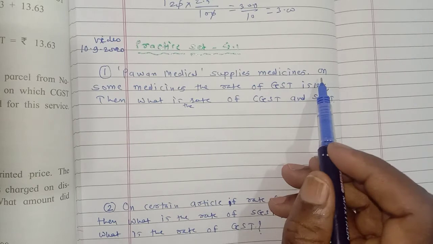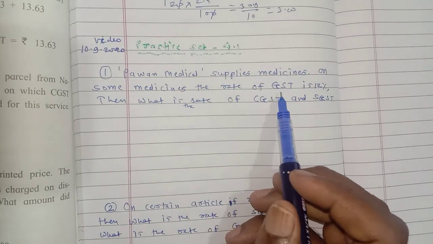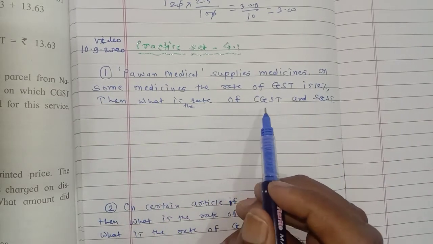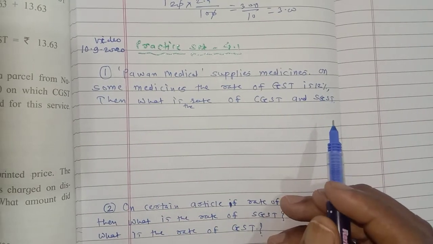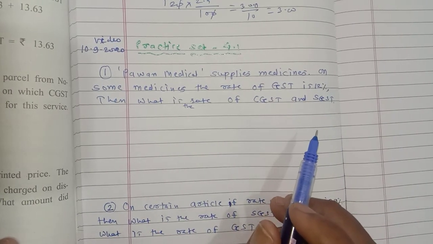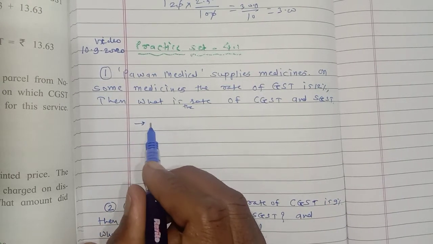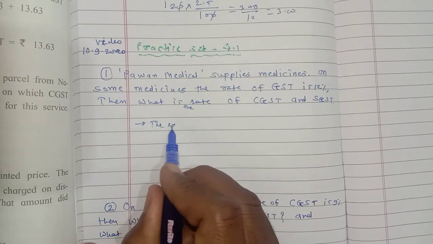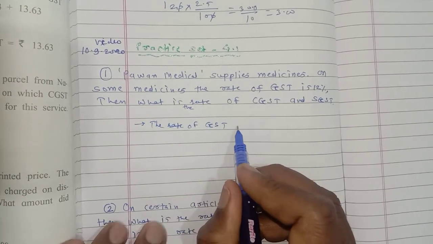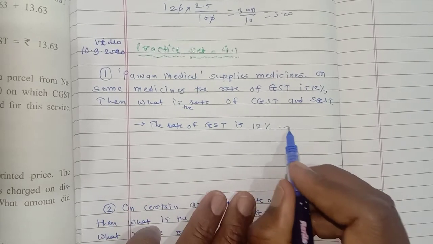supplies medicines. On some medicines, the rate of GST is 12%. Then what is the rate of CGST and SGST? We know the given rate of GST is 12%. This is given.